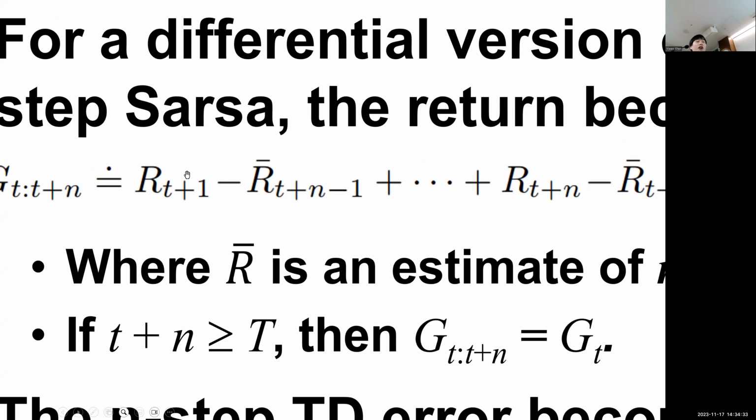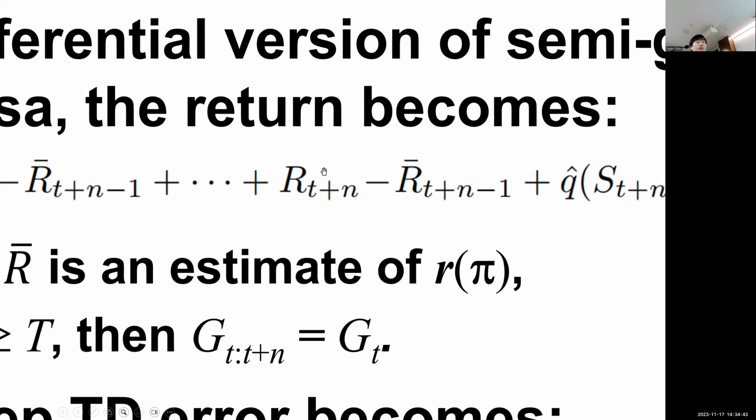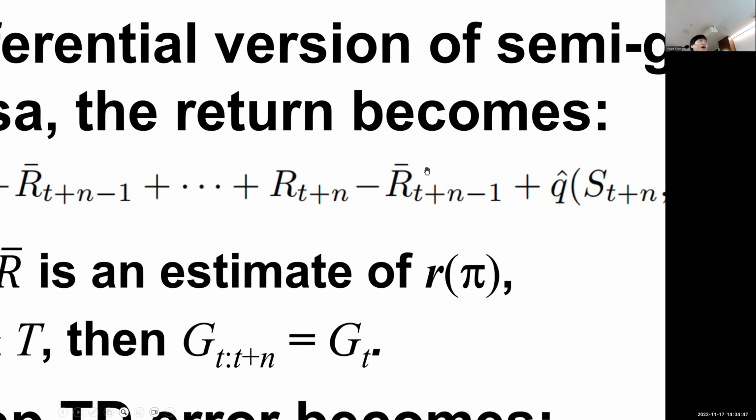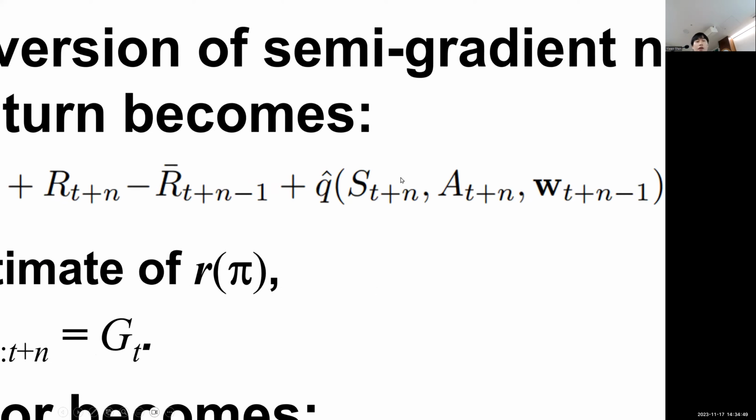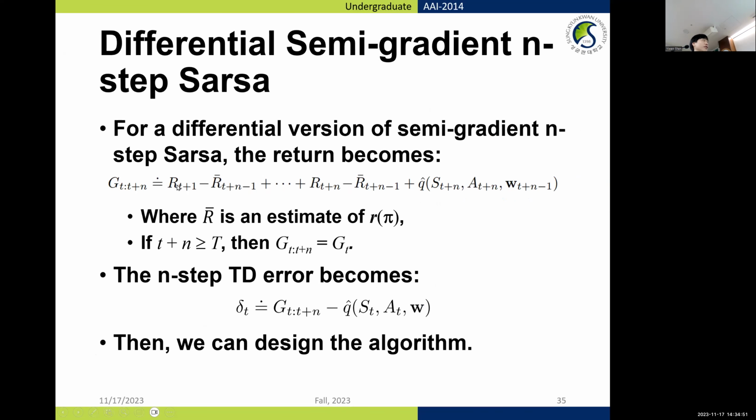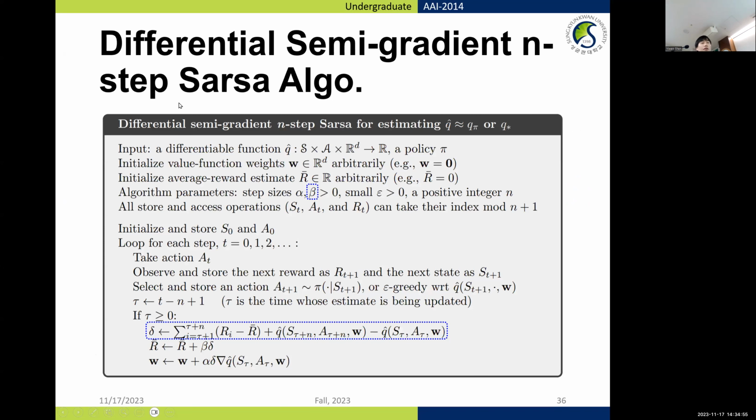The previous one is just the discounted return. Now it becomes the differential value: the current reward minus the average reward, plus the Q value. Okay, this is the major difference for this setting. Now we can design this algorithm, which is the differential semi-gradient n-step Sarsa algorithm.